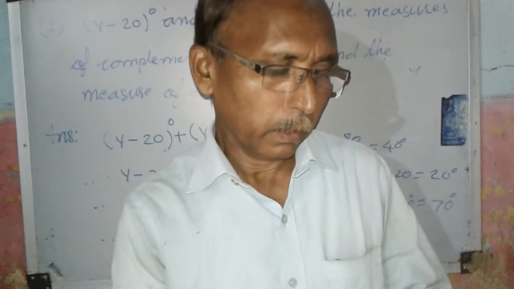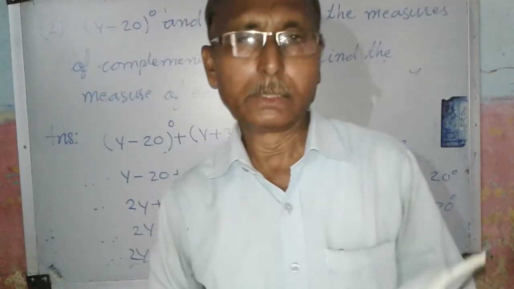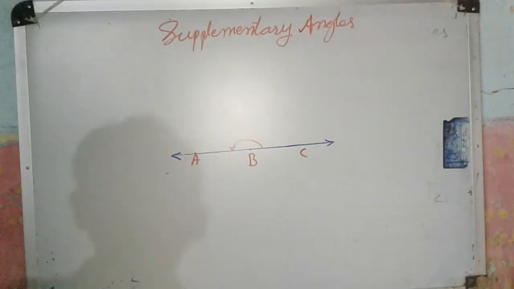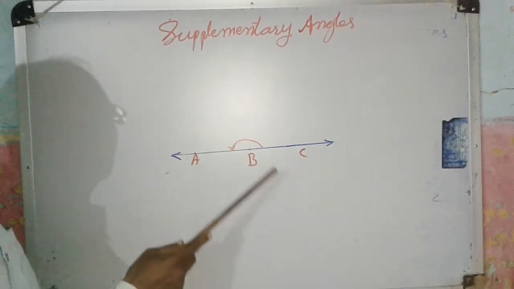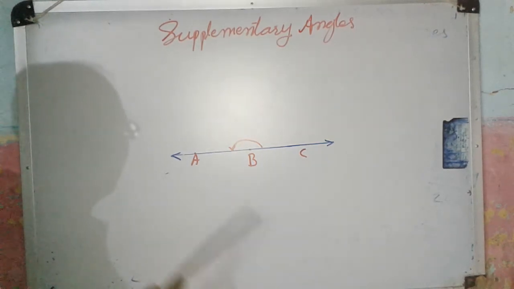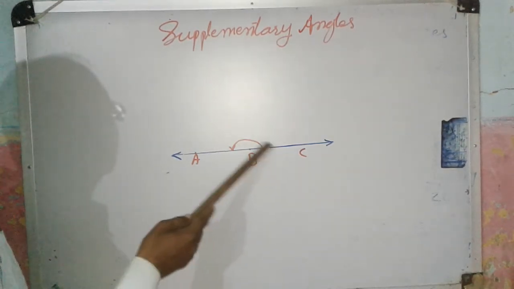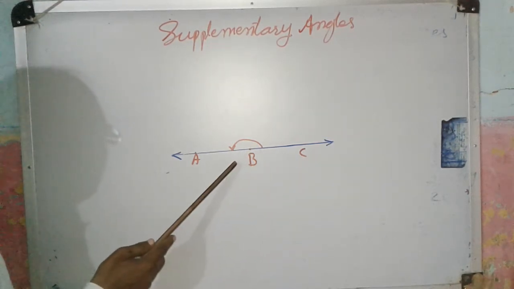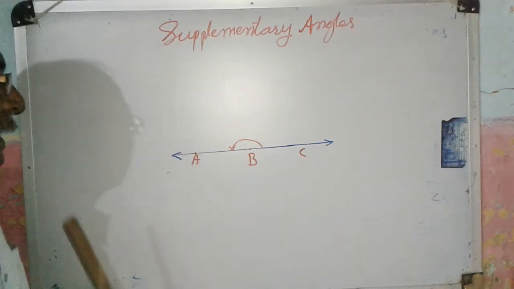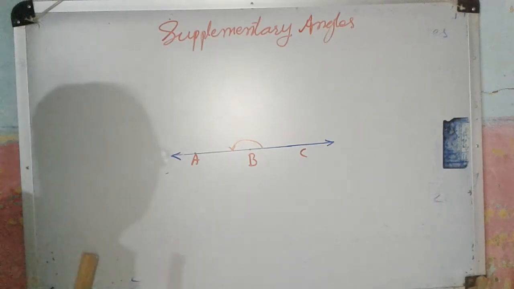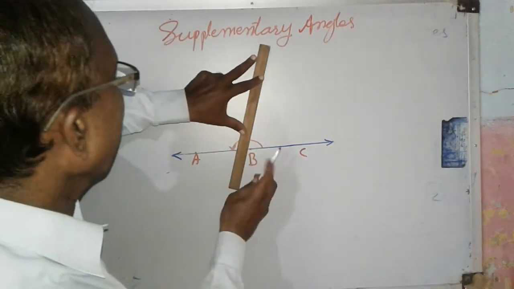So now we will learn the next pair of angles, that means supplementary angles. Now see here, this is line AC, and point B is on line AC. And you know that this type of angle is a straight angle. Already we have learned these types of angles, and the measure of this straight angle is 180 degrees. Now I will draw a ray from point B, ray BD.